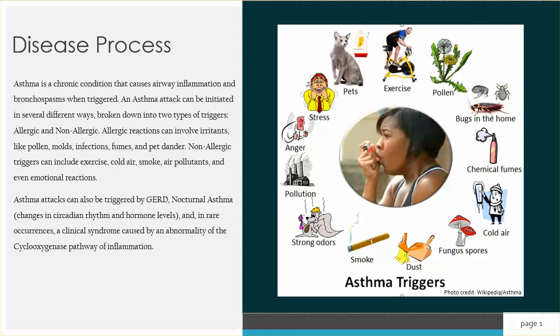Asthma attacks can also be triggered by GERD, nocturnal asthma, which is changes in circadian rhythm and hormone levels. And in some rare occurrences, there's a clinical condition called the cyclooxygenase pathway of inflammation. Cyclooxygenase, or COX-1, is an enzyme that is found in blood vessels, smooth muscle cells, interstitial cells, platelets and mesothelial cells, and it plays a significant role in the inflammation process.